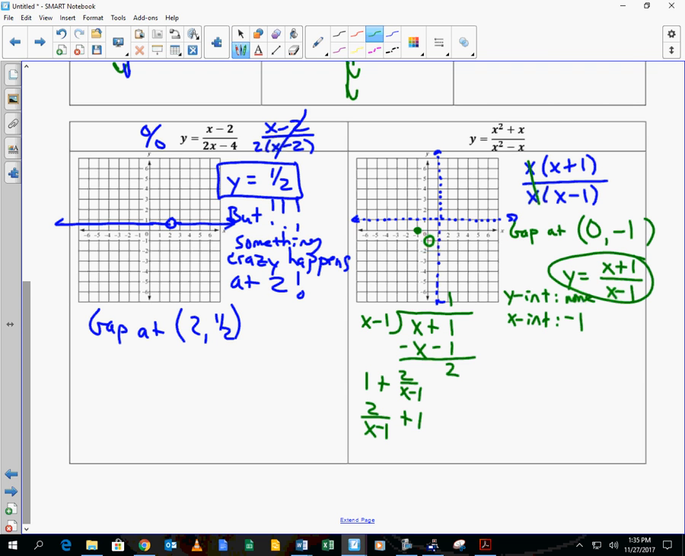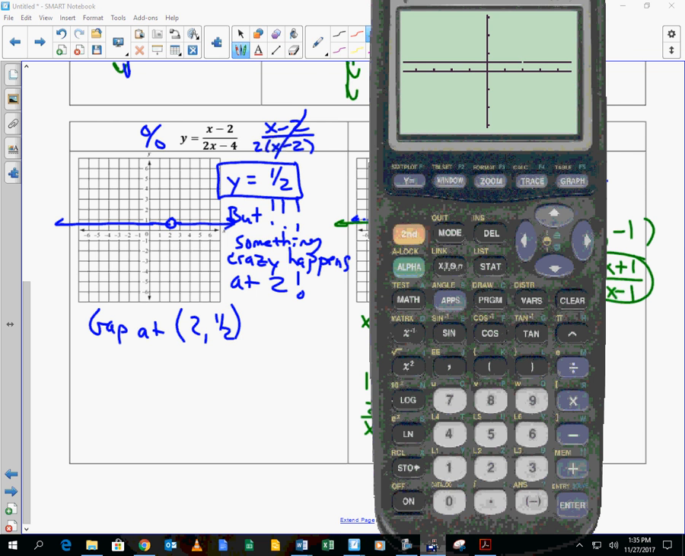So it says y-intercept and x-intercept. We have horizontal asymptote and vertical asymptotes. Our horizontal asymptote is y equals 1. Our vertical asymptote is x equals 1. We have a gap that exists at 0, negative 1. And that's what the graph looks like.